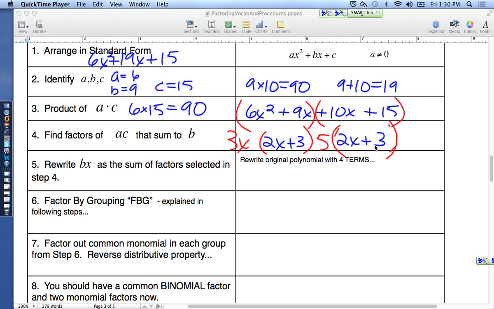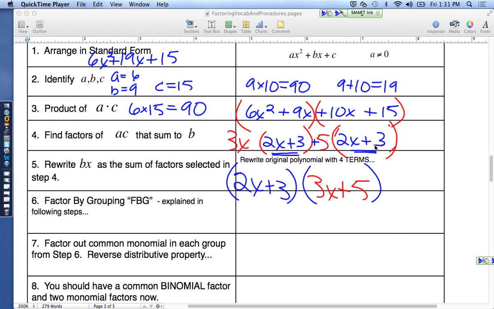Now, I forced a match with 2x plus 3, so I bring that out. And then the other binomial partner would be comprised of the two factors in red, 3x plus 5. And I should have a sign in front of the 5 right here.